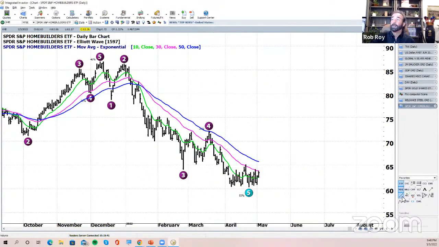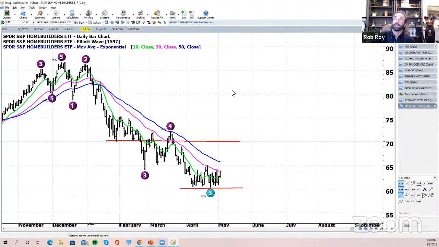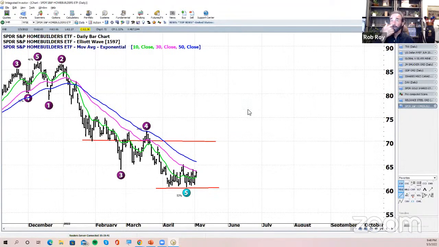So looking here, you can see that we have support down there at 60. So that's what they're looking for, a move back up to 70. If that wave 5 is complete, that's what should happen, because it wasn't 100% extension. So it should go back up to 70.